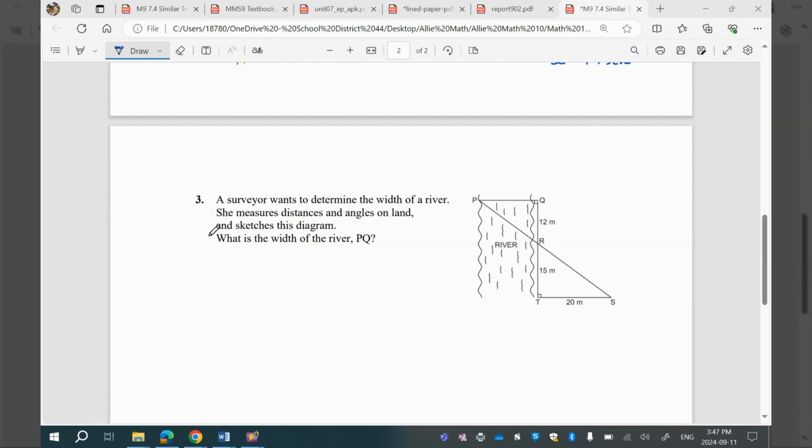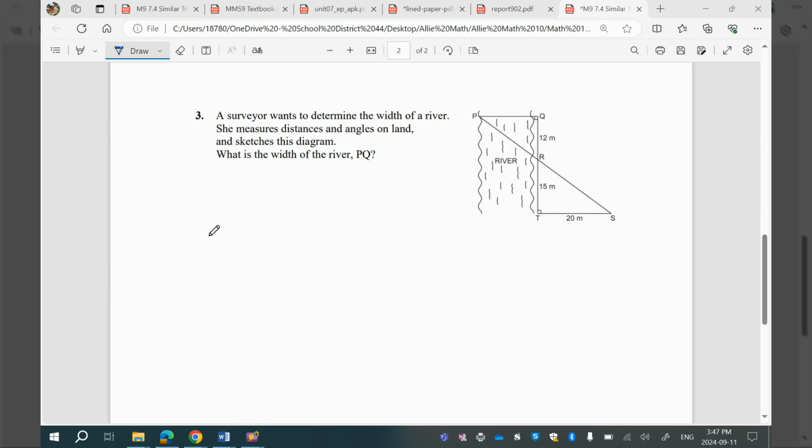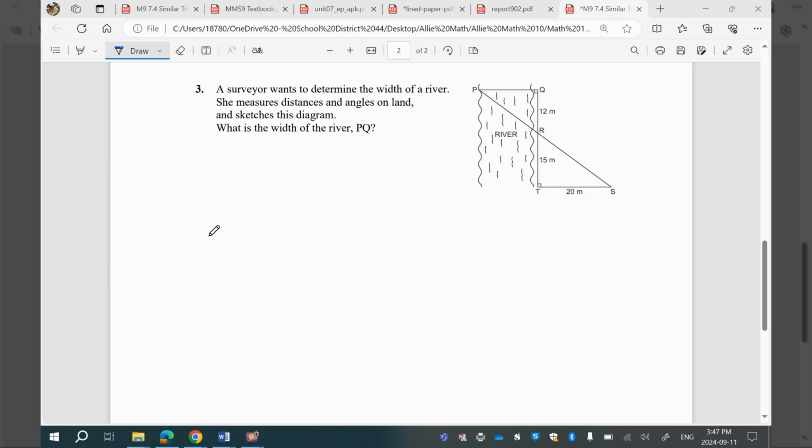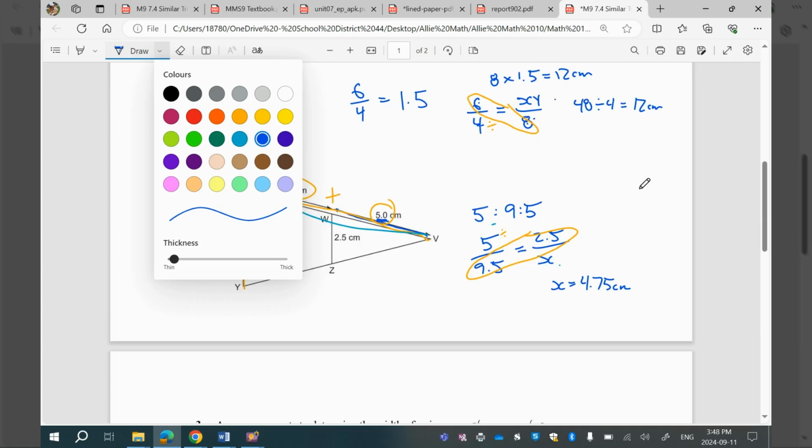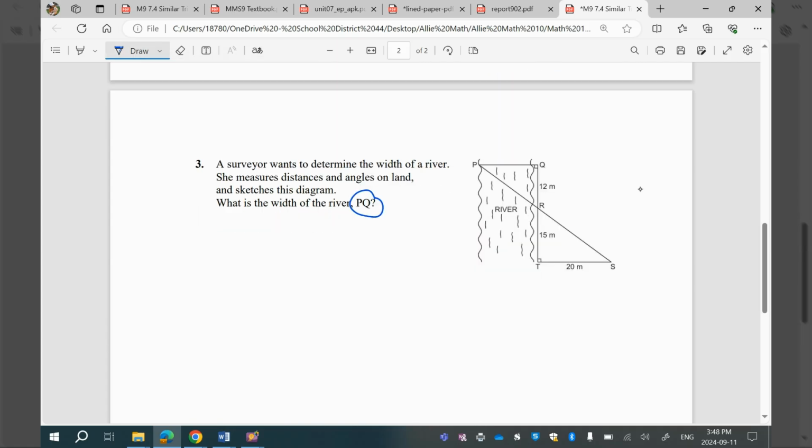Let's do this last question together. A surveyor wants to determine the width of a river. She measures distance and angles on land and sketches this diagram. What's the width of river PQ? So we're looking for this part right here. How wide is the river?